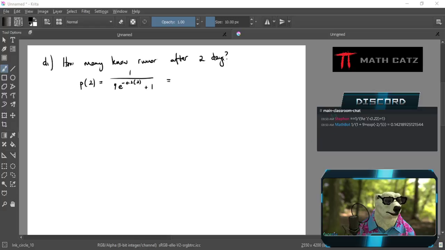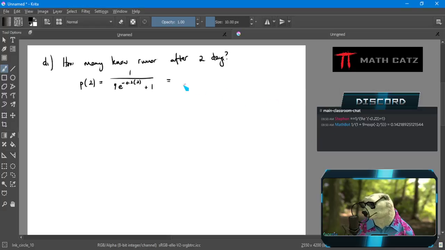MathBot says, yeah, not a lot. I didn't let a lot of days pass. 0.1422 if I round to 4 decimal places. So that means approximately 14.22% of the people know the rumor after 2 days.